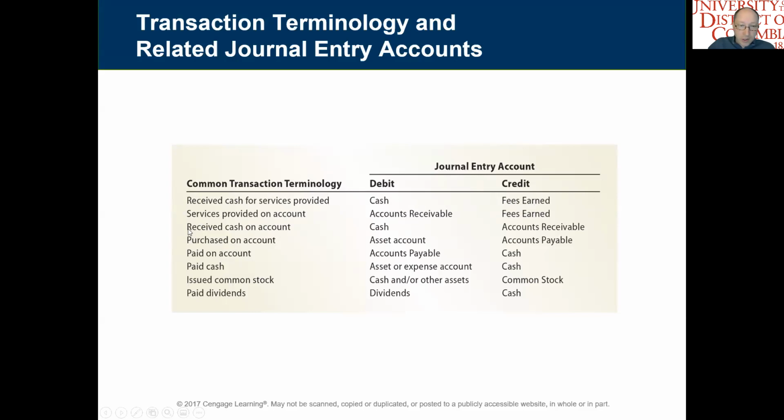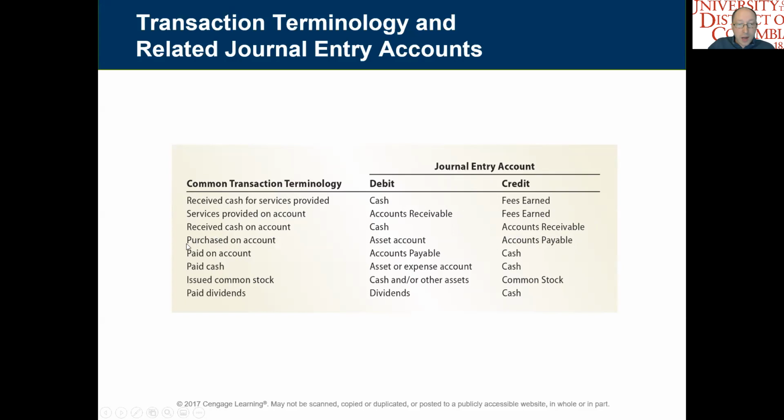The next transaction, we received cash on account. This means our customer finally paid us for the services we provided to them, but they had not yet paid earlier. Now in this case, they're actually paying us. So we increase our cash by debiting our cash, and we decrease our accounts receivable because we're being paid. So we decrease our accounts receivable to increase our cash.